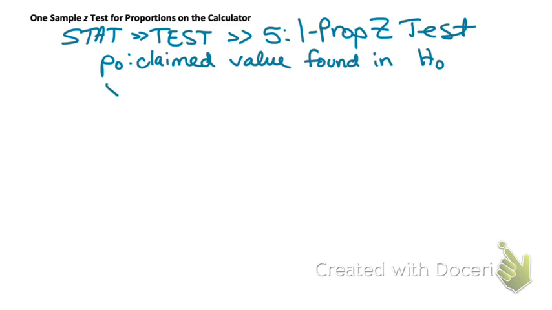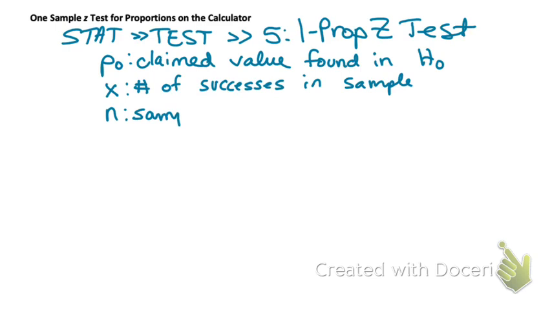Now, it's asking you for x and n. Do you guys remember what x and n stand for? X is the number of successes in the sample. By the way, this is the first time that you will use the sample data in your problem, right here. You don't use it until you get here. N is your sample size, just like it always has been.